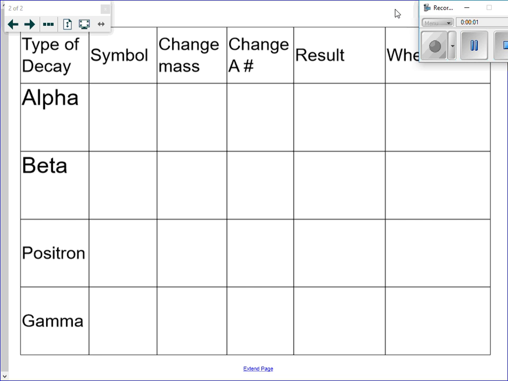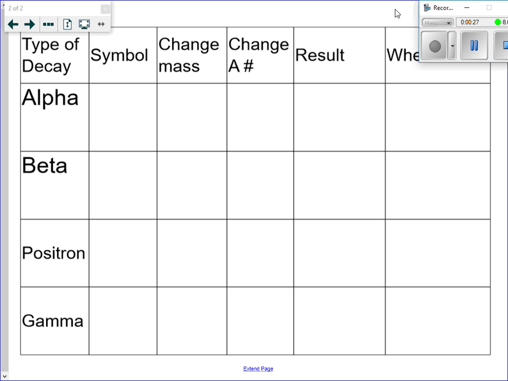Okay, so what we're going to go over today is something that ties in what we did last class with what we're going to be doing next class. So next class we're going to go over something called nuclear equations. In order to be able to write nuclear equations, we have to know these different symbols. And then have an idea of why we do these types of decay is our other goal for today.